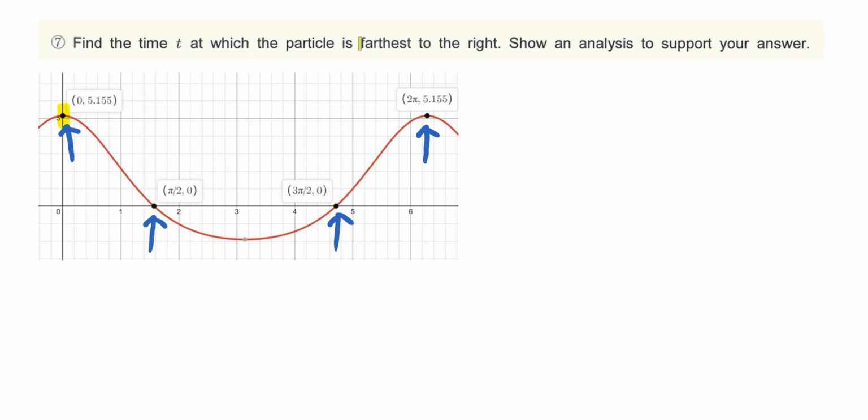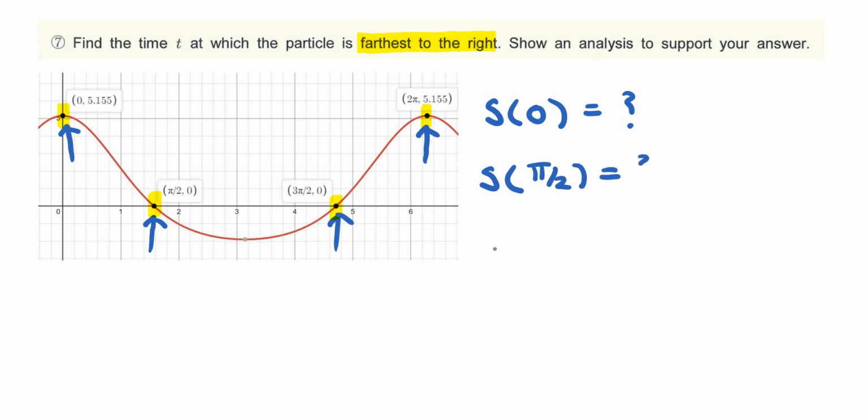So if we're looking for the situation where you're farthest to the right, we need to find our position at those particular times. And then at pi over 2, I mean, you're going away. And then from pi over 2 to 3 pi over 2, you're coming back. And then finally, at the very end, you stop at 2 pi, right? So we just want to find out what our position is at those particular cases. So I want to find out where's my position at s of 0. I also want to find out where my position of my particle is at pi over 2. And I also want to find out where is the particle at 3 pi over 2. And I also want to find out where's the particle at 2 pi.